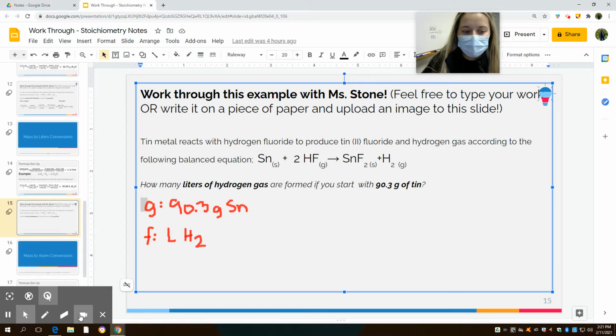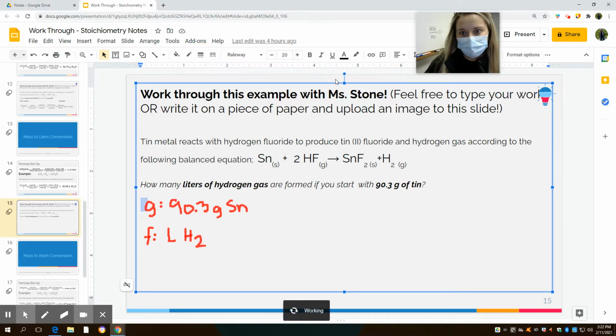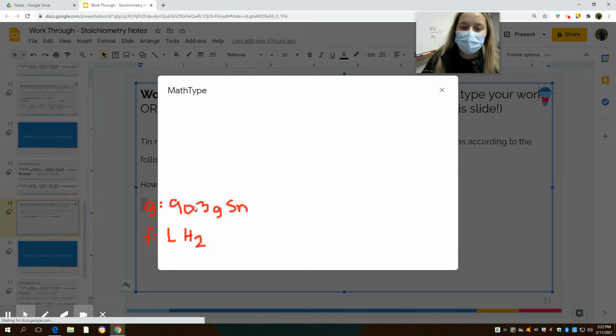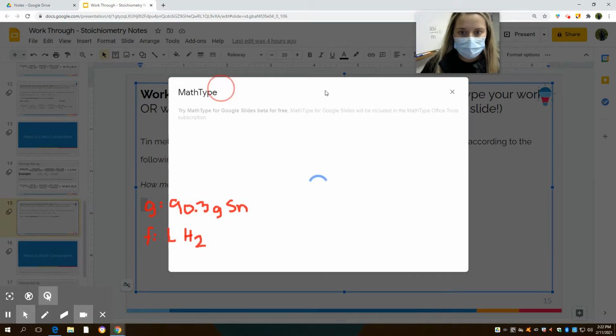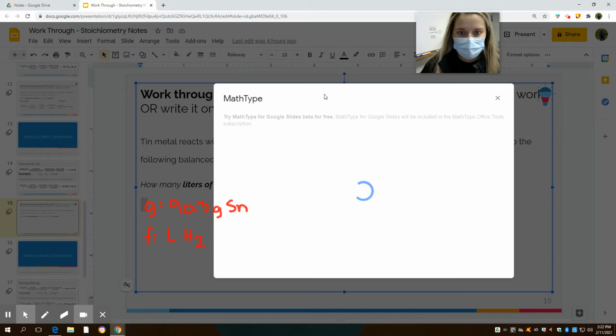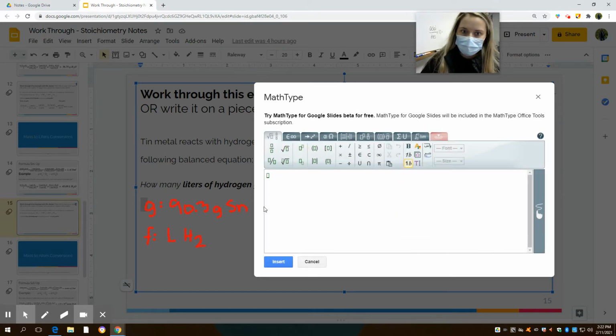Okay. So now that I know what I'm given and what I have to find, I'm going to use this math type add-on. Once it loads, we're ready to go.